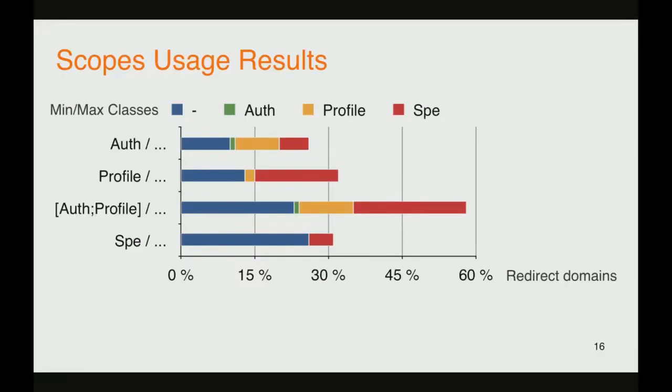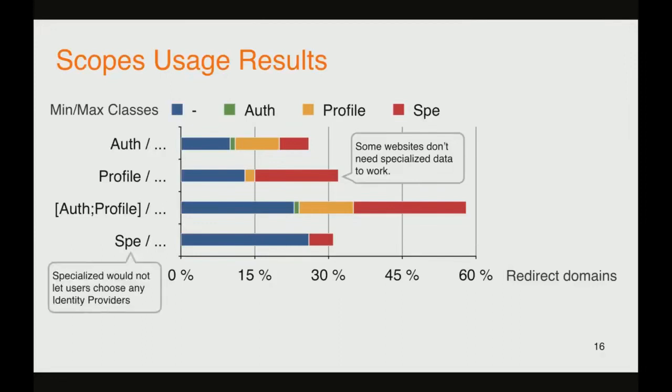So on the left, in blue, it's only one type of service, and then you have the authentication, profile, and specialized class. And so first, this shows that some websites don't need specialized data because, for instance, in this case, the profile and the specialized, it shows that the website is requesting only a minimal profile data, so just a username and some small information, not really dangerous for user privacy, but is also using with another identity provider a lot more compromising data.